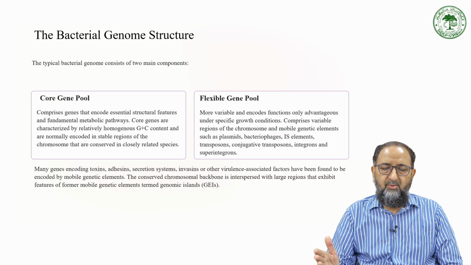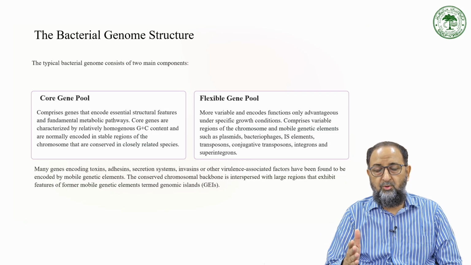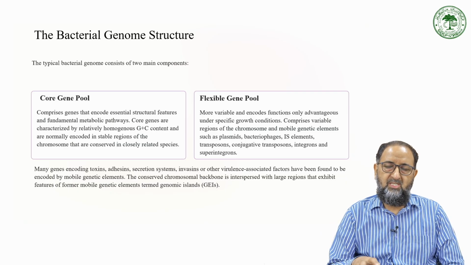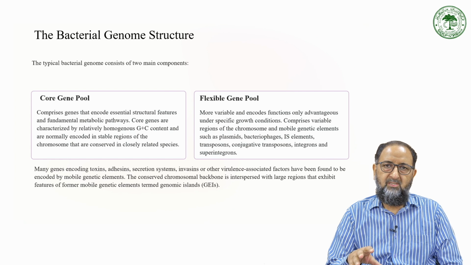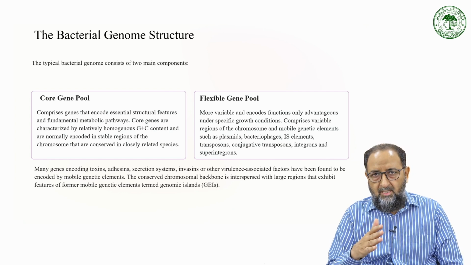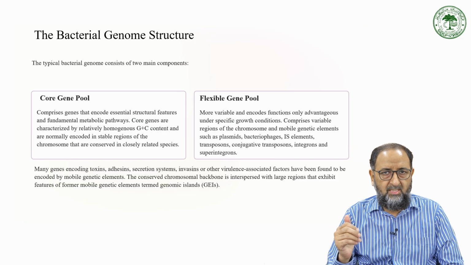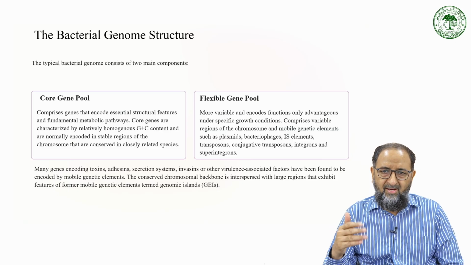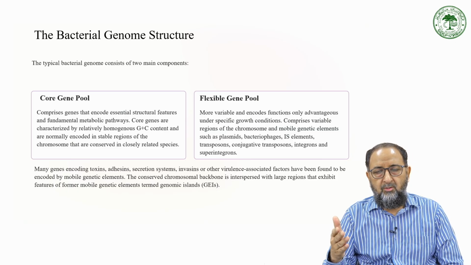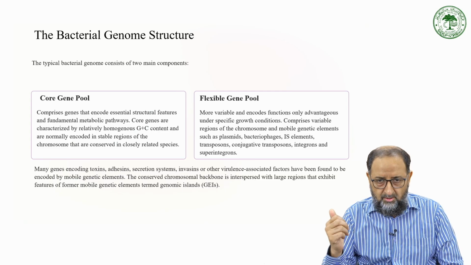So the difference between the core gene pool and the flexible gene pool is that the core gene pool is always constant and conserved within that species, and it moves from one bacterium or microorganism to another through vertical transfer. Whereas the flexible gene pool can also be transferred through horizontal gene transfer, if acquired by plasmids in the cell through the recombination process.